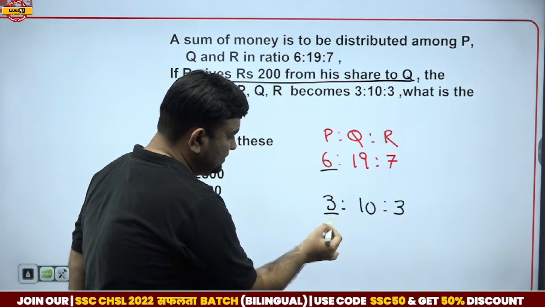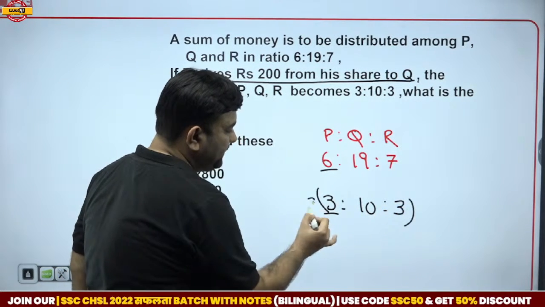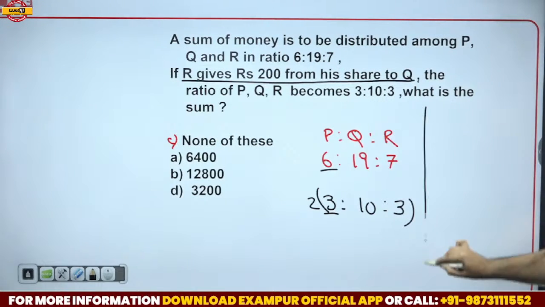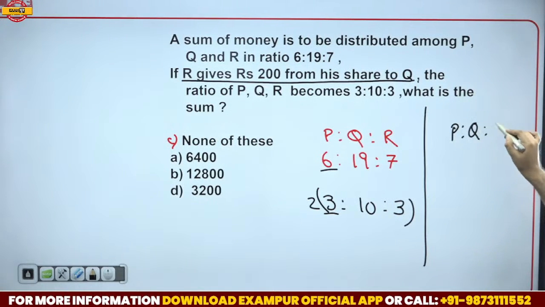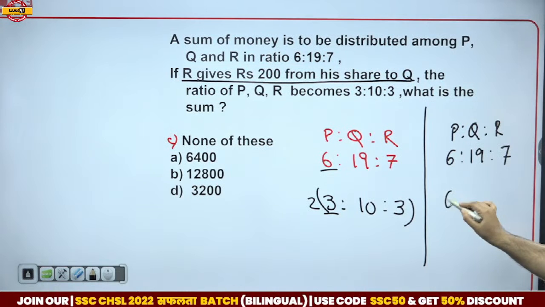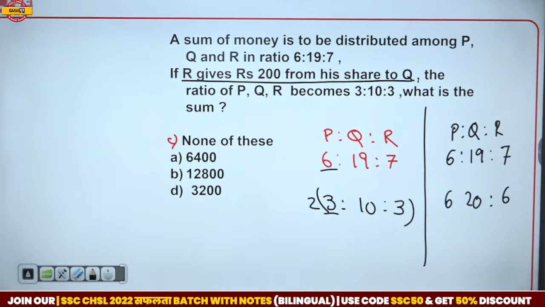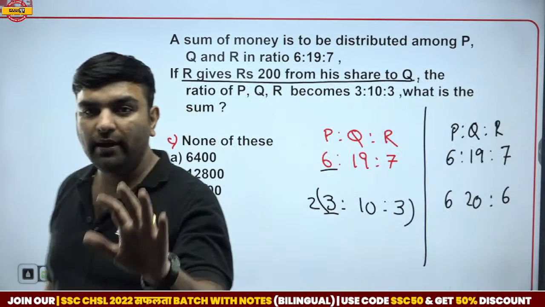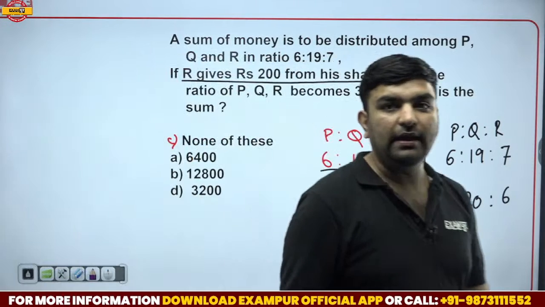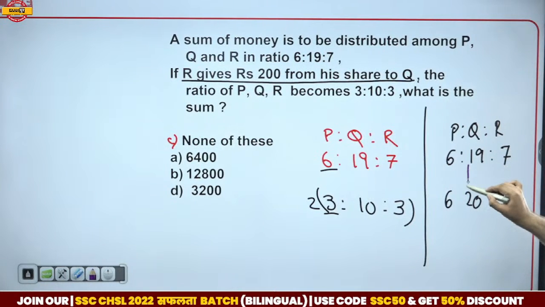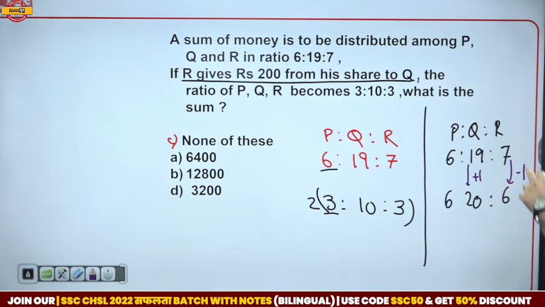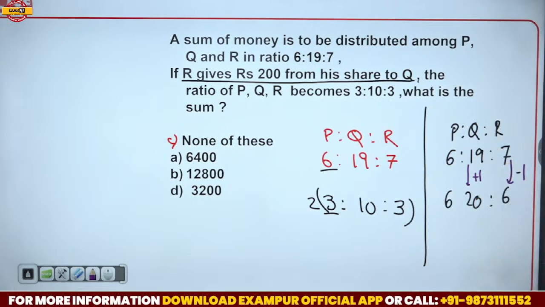Here it is 3, here it is 6, here it is 3. Means balancing is not there. 6, 19, 7, 6, 26. So now I can say Q is having a profit of 1 and R is having a loss of 1. Value of R is decreasing by 1, value of Q is increasing by 1.